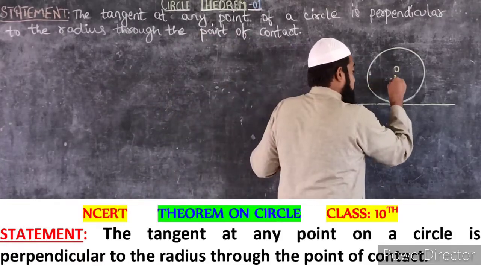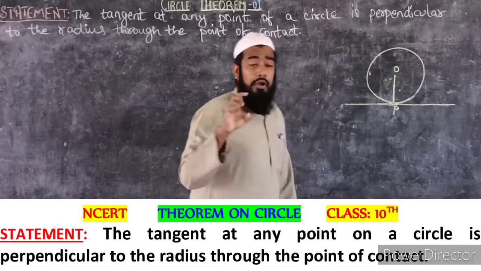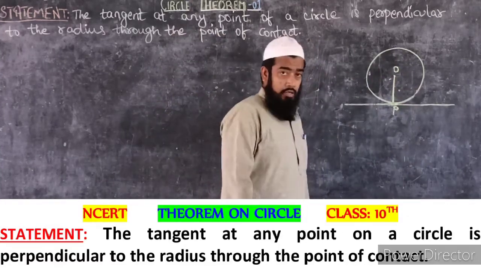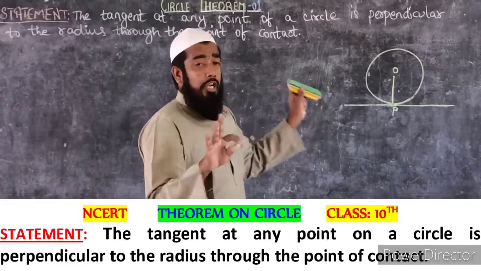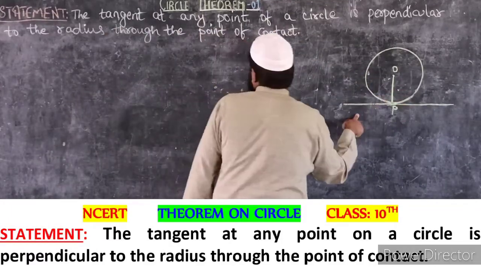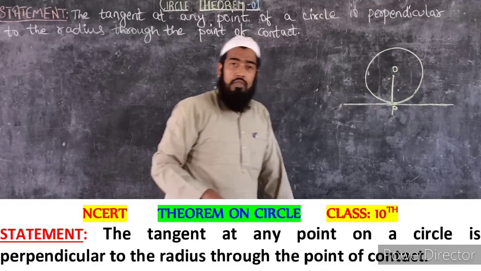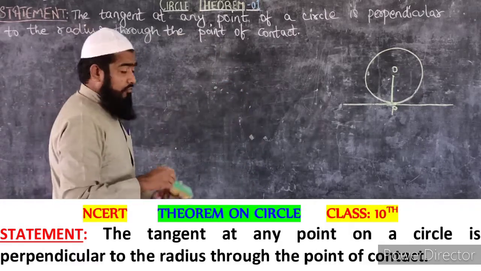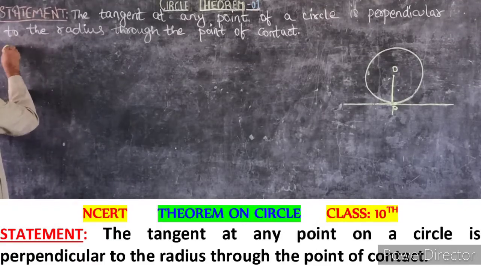Now this is the distance between the center and the point of contact. Okay, so this is the figure we have drawn based on the statement. It is saying that the tangent at any point of a circle is perpendicular to the radius through the point of contact. This is the radius now. Okay, so after drawing the figure, now we have to move on to the given part.